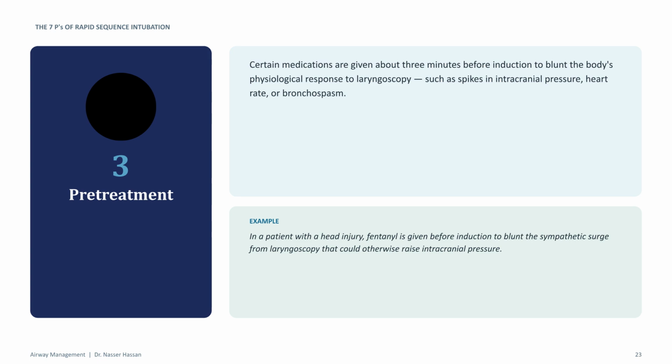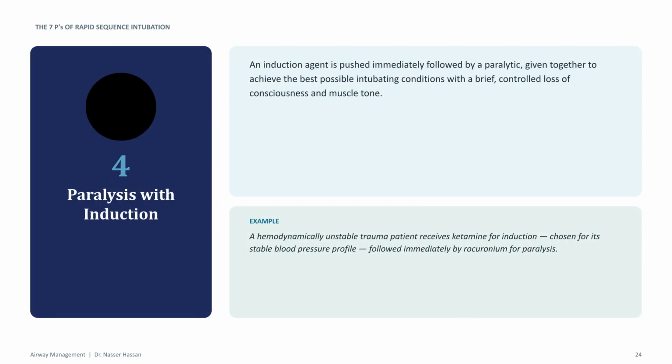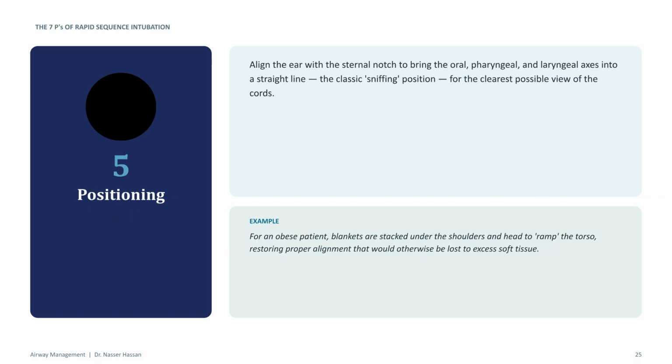The second P is pre-oxygenation. Providing high-flow oxygen creates a critical oxygen reserve in the lungs, extending your safe apnea time during the intubation procedure. The third P is pre-treatment. We administer specific medications about 3 minutes before induction to minimize the patient's physiological response to laryngoscopy. Fourth is paralysis with induction. By pushing the induction agent followed immediately by the paralytic, we achieve the best possible conditions for the attempt.